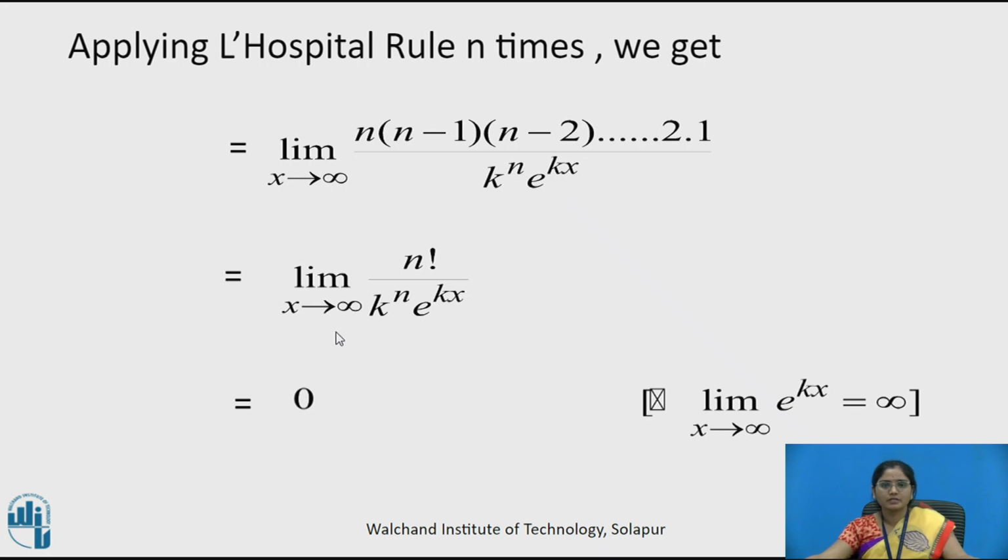Now substitute the limit as x tends to infinity. So you are getting n factorial upon k raised to n into e raised to infinity. And you know that limit x tends to infinity e raised to kx gives you infinity. And n factorial upon infinity is 0.